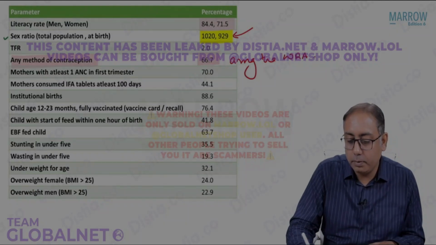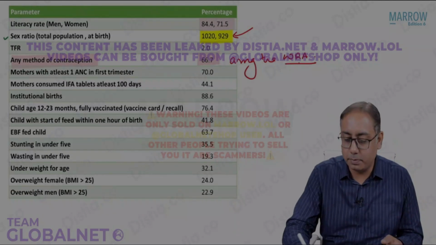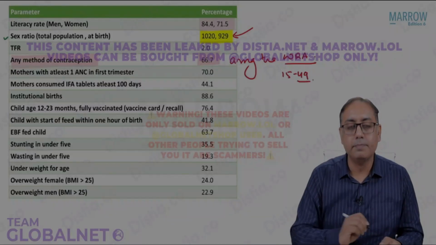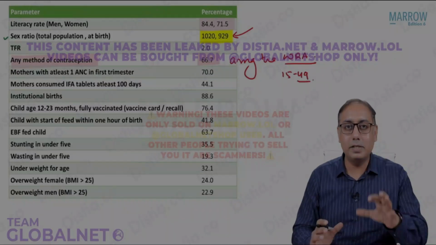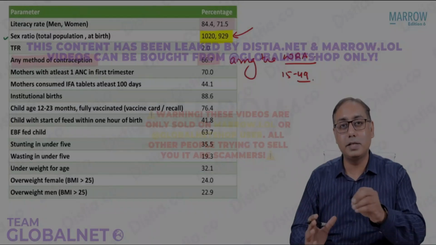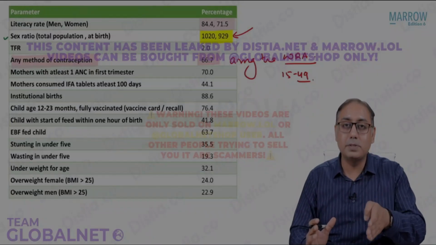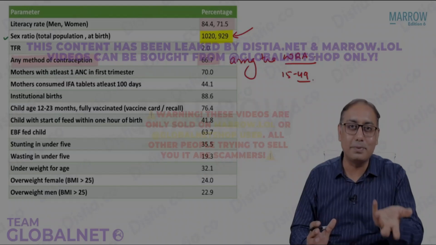WRA females. What do you mean by WRA females? We talked in the modules previously. It is 15 to 49 years. So among the total WRA females, any method of contraception was used by 66%. That means 66%, 67% of females were contraceptized.